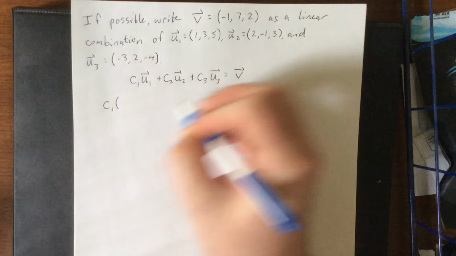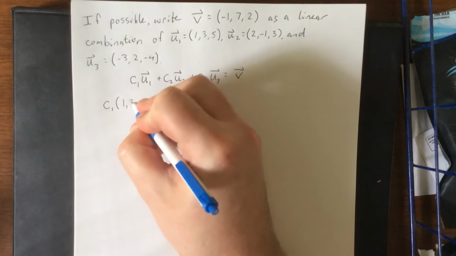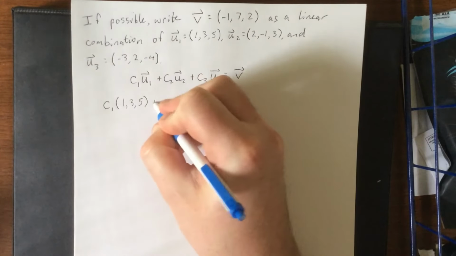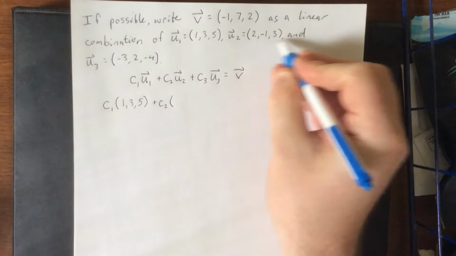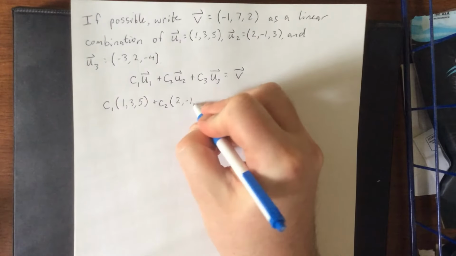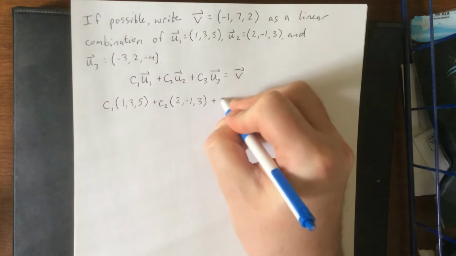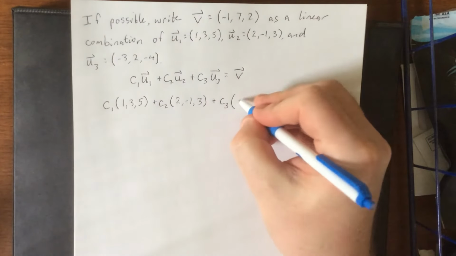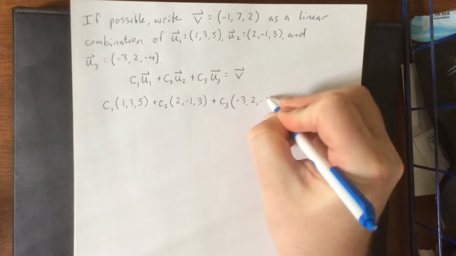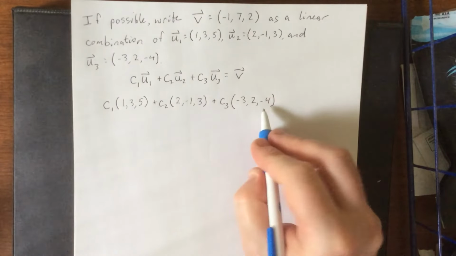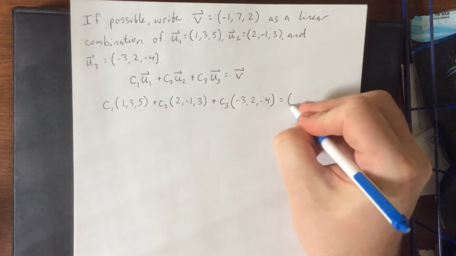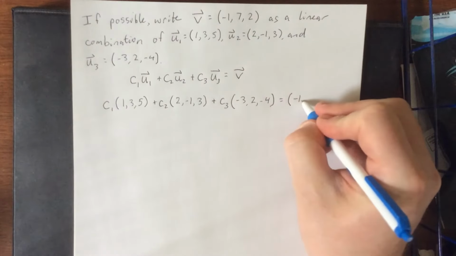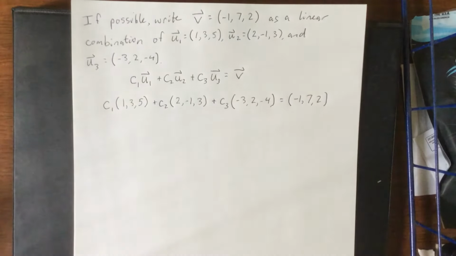So c1 times the vector 1, 3, 5 plus c2 times the vector 2, -1, 3 plus c3 times the vector u3, -3, 2, -4. That's going to be equal to the vector -1, 7, 2.